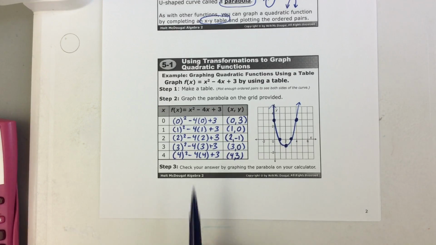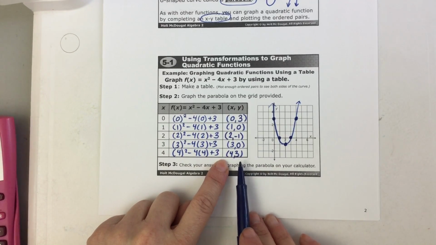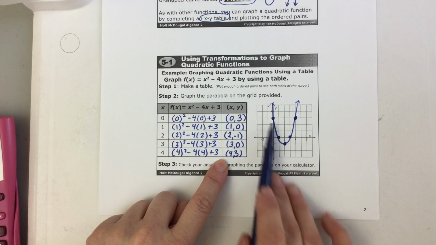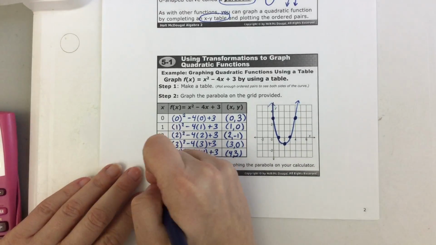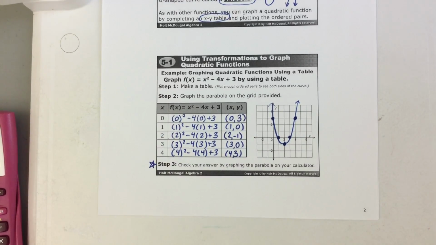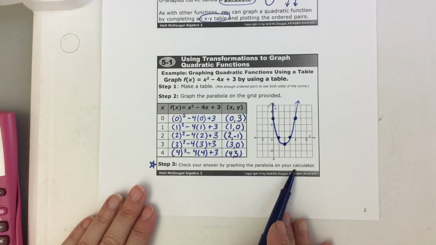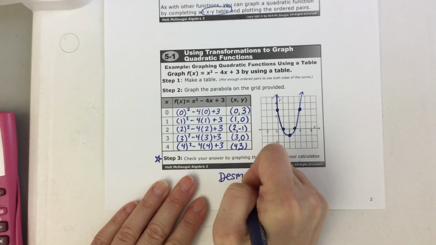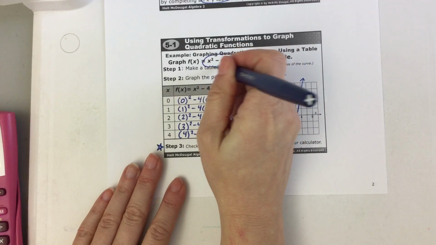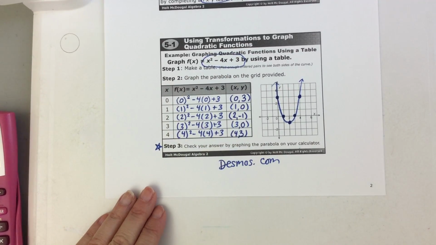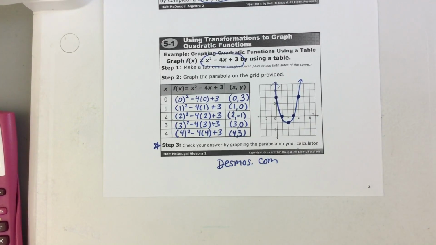Just getting really comfortable with how you enter this into the calculator, realizing that XY tables are creating ordered pairs which give you a location in the graph. When you graph them, make sure that you get that parabola shape, which is a U shape. Now here's an additional step. Let's say that you're second guessing and questioning yourself. You can always check your answer by graphing the parabola on the calculator. Remember, we have that really cool site. It's called Desmos.com. You can go into Desmos.com, plug in x squared minus 4x plus 3, and compare the screens and make sure that you did end up with the correct graph.